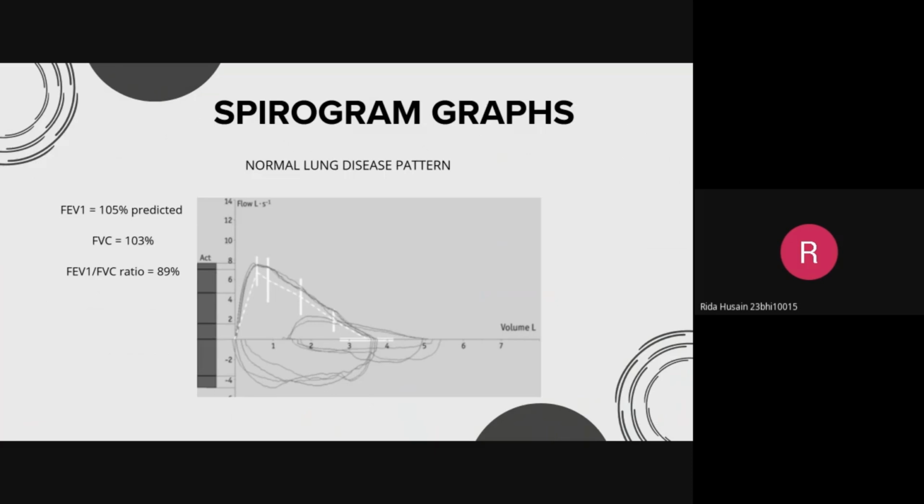Next is the spirogram graph. First is the normal lung pattern. As we can see, on the vertical axis is flow and on the horizontal axis is volume. There is a sharp and high peak at the start and then a smooth decline as the lung empties. So the FEV1 is 105%, FVC, that is the forced vital capacity, is 103%, and the ratio is 89%.